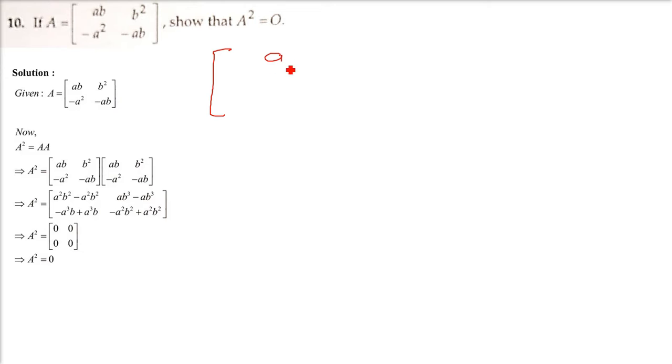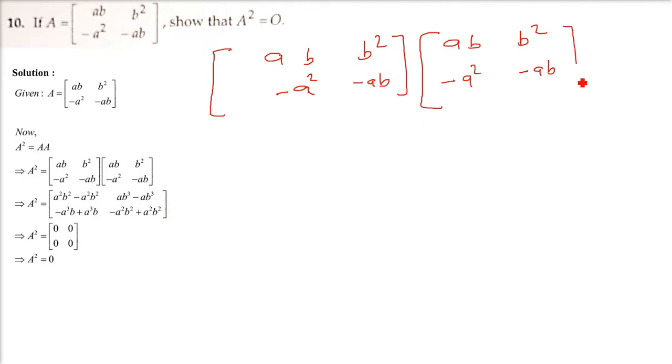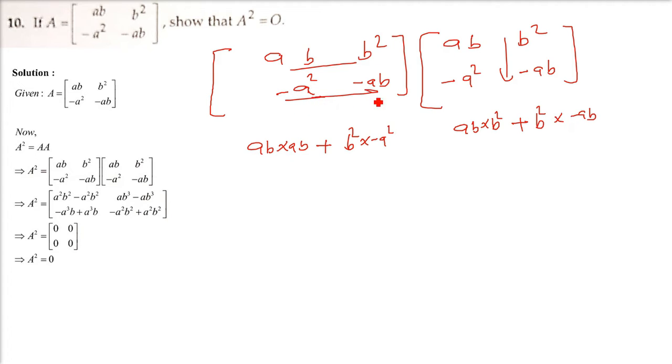This is B square. I am doing it and I will show you that it is going to be 0, 0, 0, 0, a null matrix. So multiplying A square means multiplying A twice. A cube is multiplying A thrice, 3 times. So we are multiplying twice here: AB into AB, then plus B square minus A square. This row, this column. Now the first row and second column: AB into B square minus AB. Now minus A square. The second row with the first column: minus A square AB, and then minus AB A square.